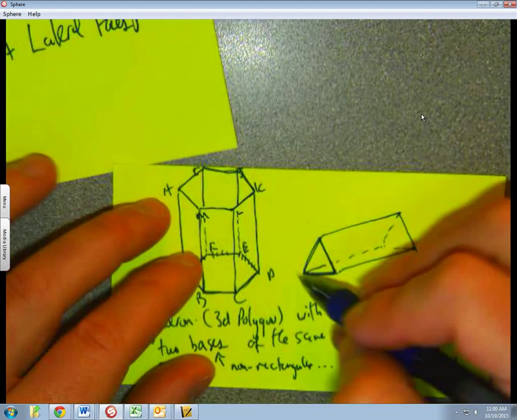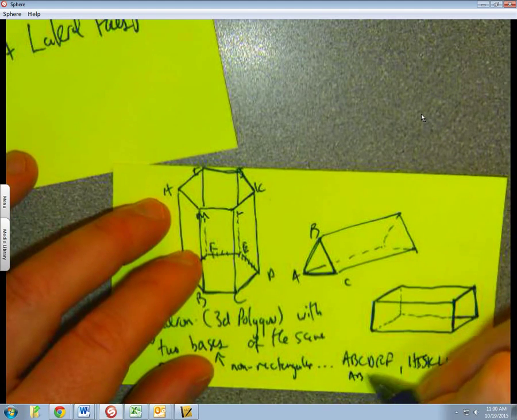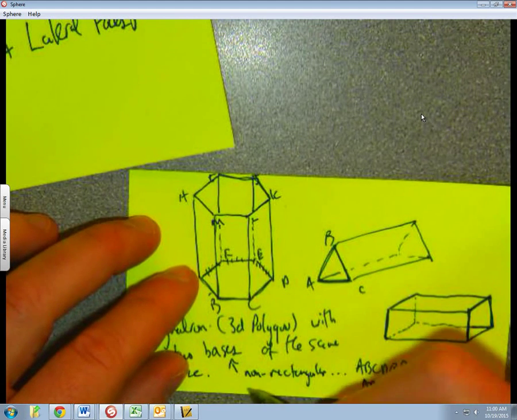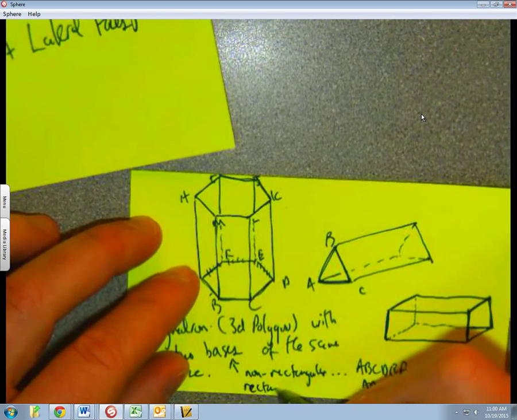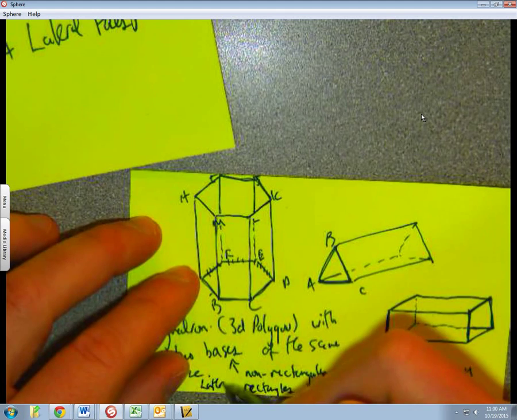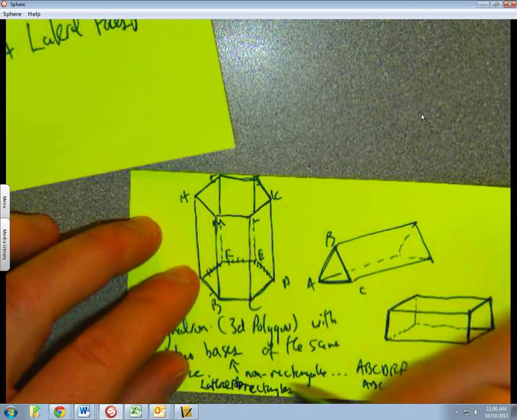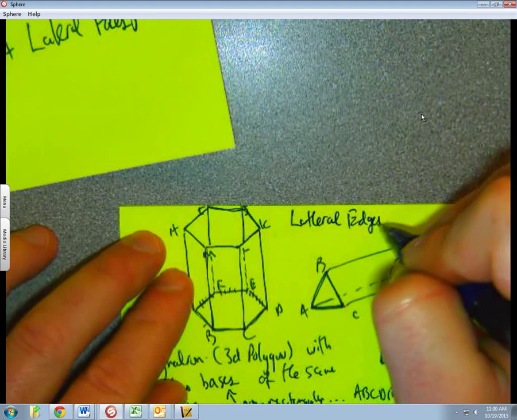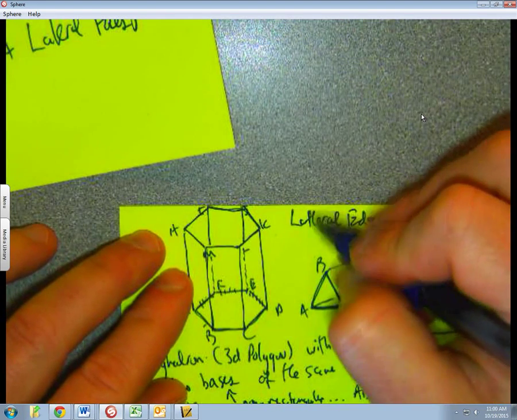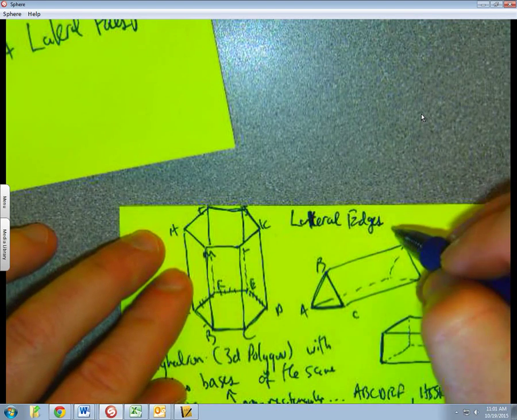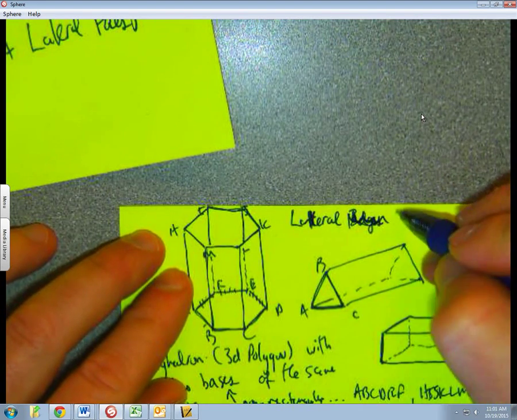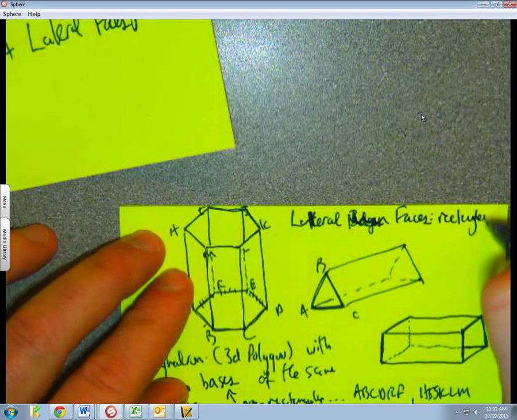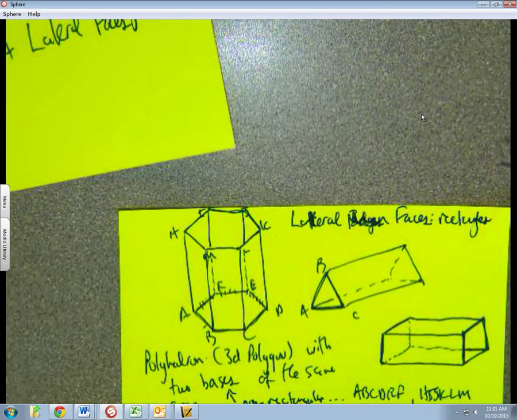All right, and then the lateral edges I think of as the rectangles. Well, that's not very clear. Let's try that again. Lateral faces. There's only one T. Lateral faces, not edges. Man, I'm fired. Lateral faces are the rectangles. Okay, and that's just a construct that I used to do that. And formally, it's the faces that are not the bases.